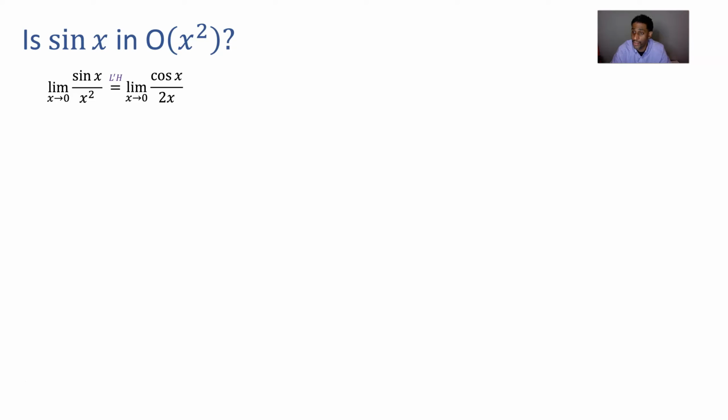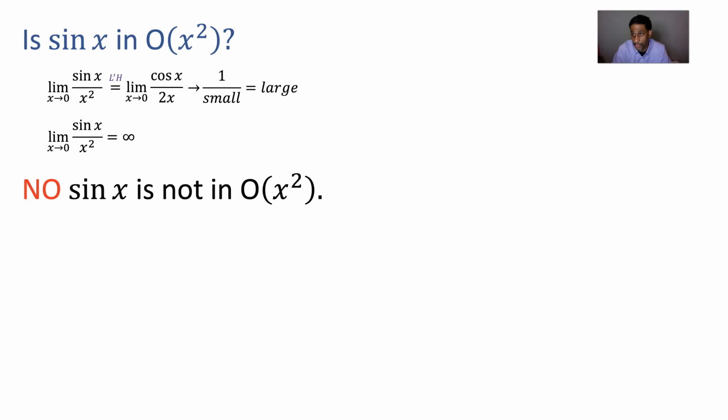Plug the 0 in there. Numerator is going to 1. Cosine of 0 is a 1. Denominator is going to 0. It's going to get very small. So it's the same action that happened before. The 1 divided by a very small number is a very large number, and so it won't be a finite constant. Therefore, no, it can't be that sine x is in big O of x squared.